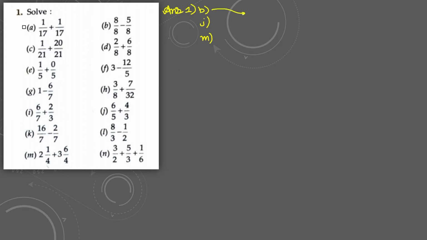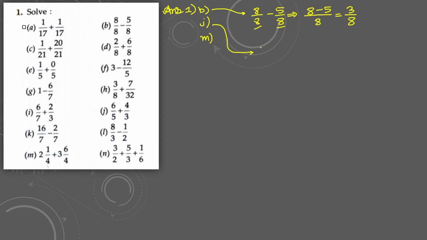The B part says the question is 8 upon 8 minus 5 upon 8. It is pretty easy. When you have to subtract any two like fractions, that is, they have equal denominators, as you can see in this case 8, we can subtract the numerators directly, and the denominator would be the same as it is. That is 8 minus 5 upon 8, which equals 3 upon 8. Very easy. Okay my friends, this trick only works if you are dealing with like fractions.